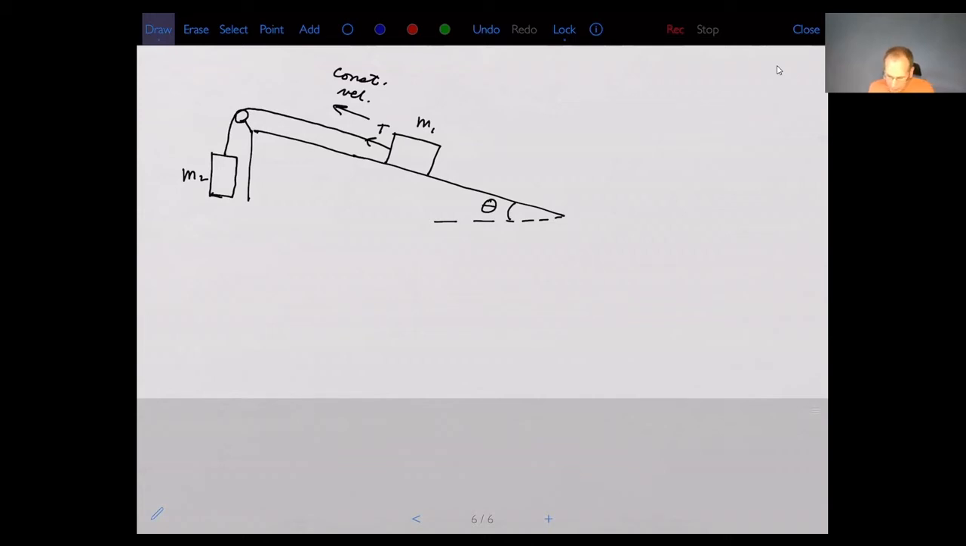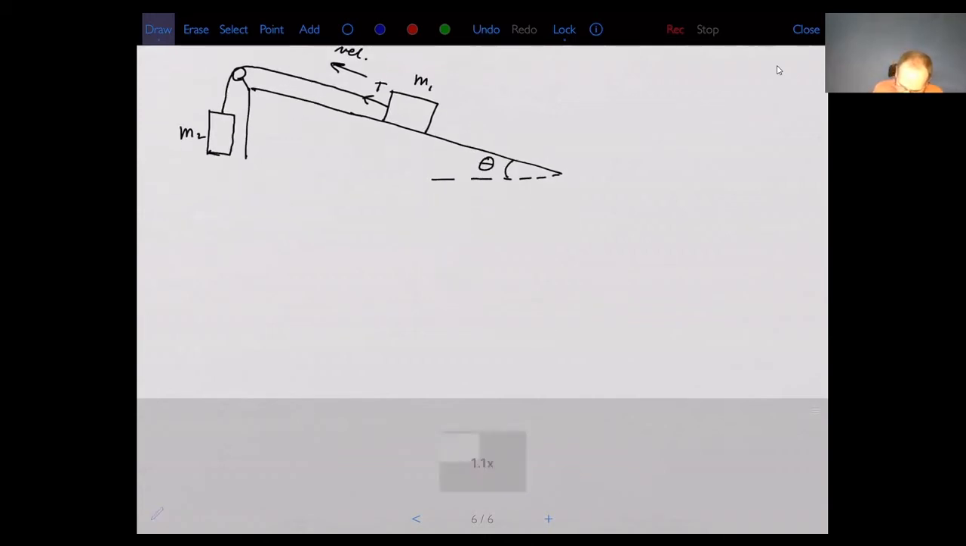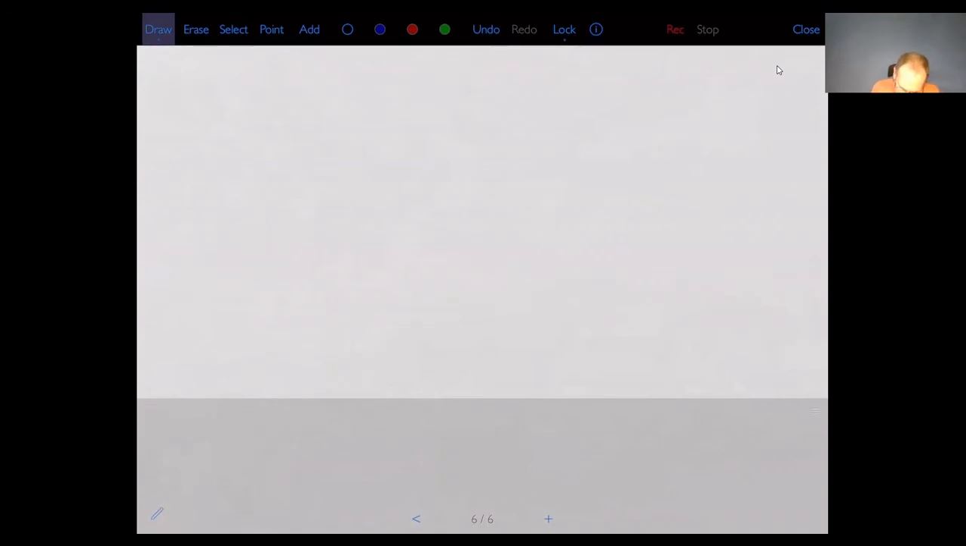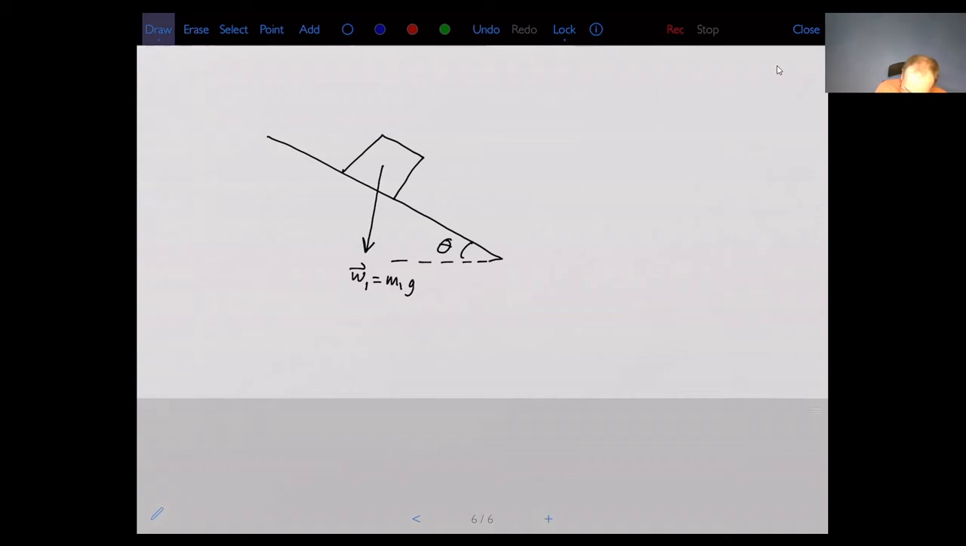So let's look at all the forces acting on that cart. Let me draw this more carefully. So this is the ramp. This would be the angle theta. And this is my cart, right? So there's several forces acting on it. I have the weight, which is acting down. That's the gravitational force. I'll call this W1, so it's M1G. I have a normal force, which is perpendicular to the surface, so perpendicular to that wooden ramp, that's acting up.